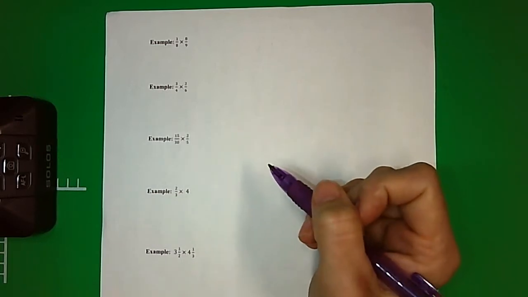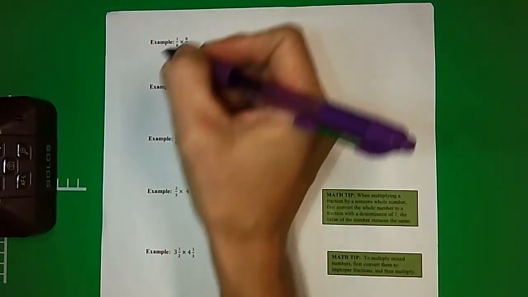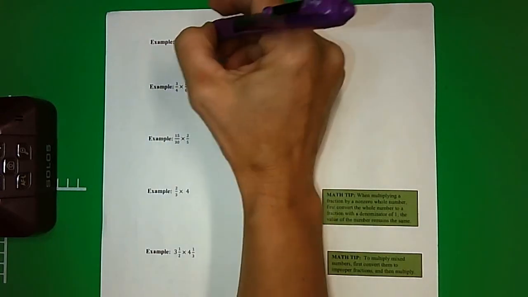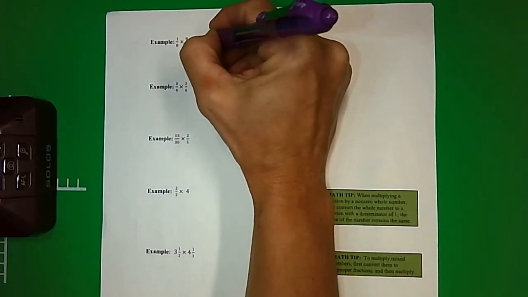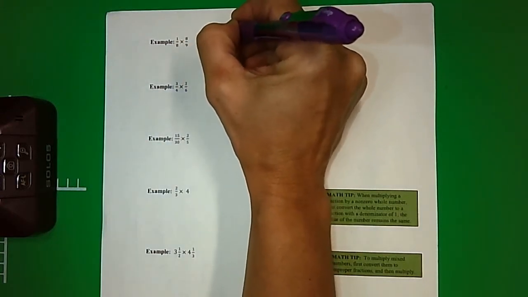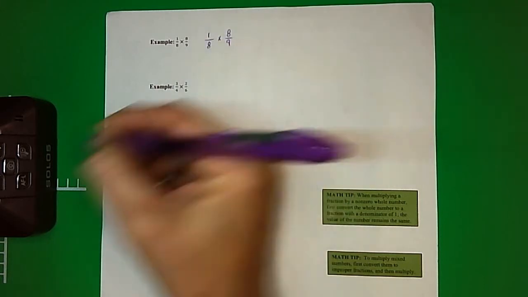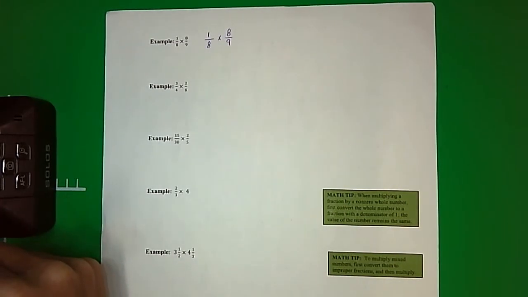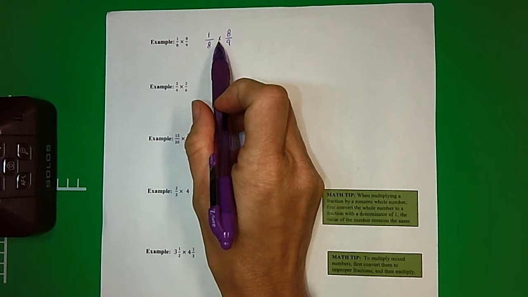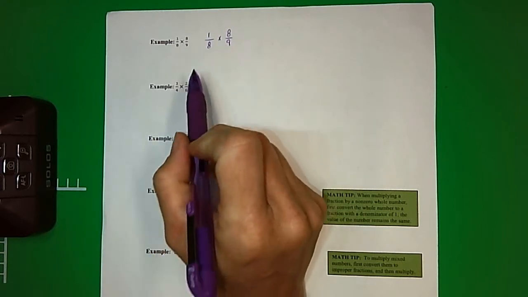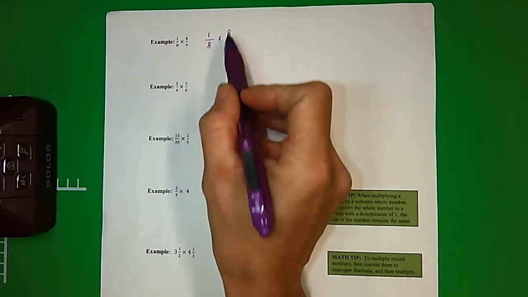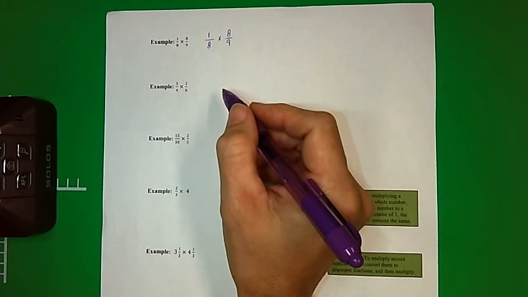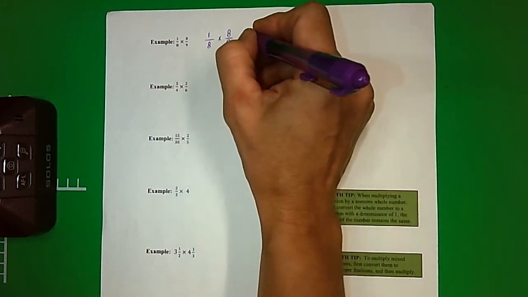So, multiplication of fractions. Let me rewrite this one just in case this example is kind of blurry for you. I've got 1/8 times 8/9. Whenever we multiply fractions, sometimes you see an X in its place, or a dot, or parentheses around them. There are many different ways to write multiplication of fractions.